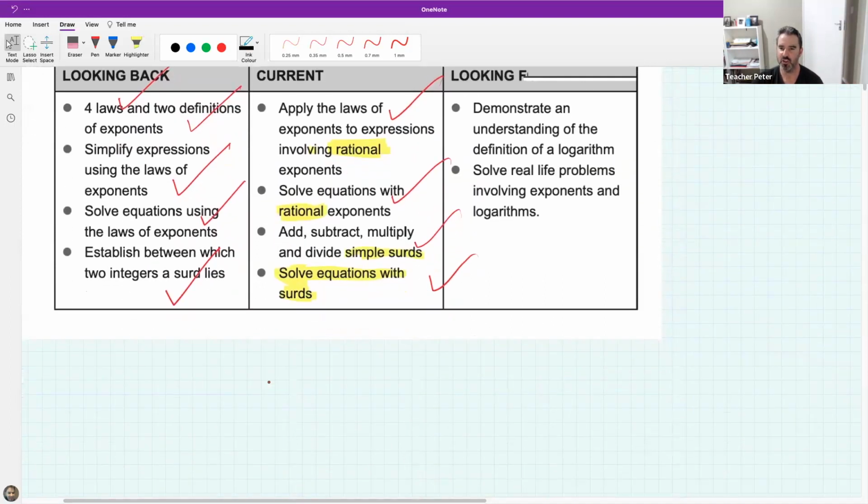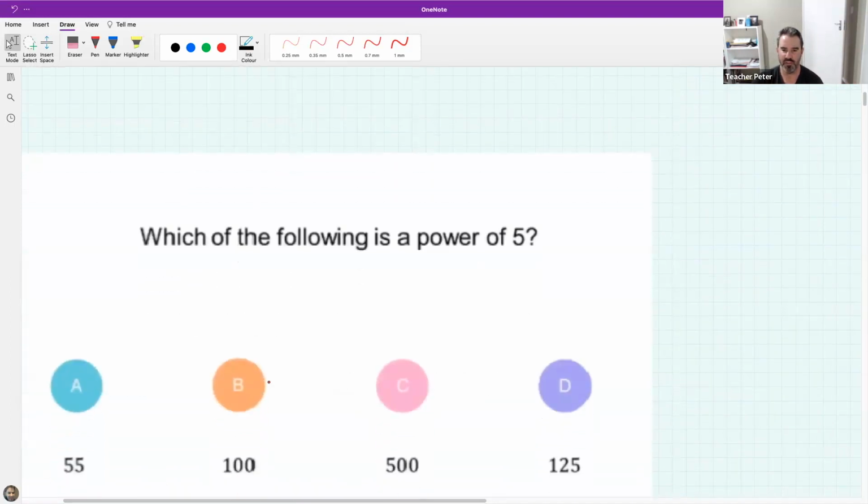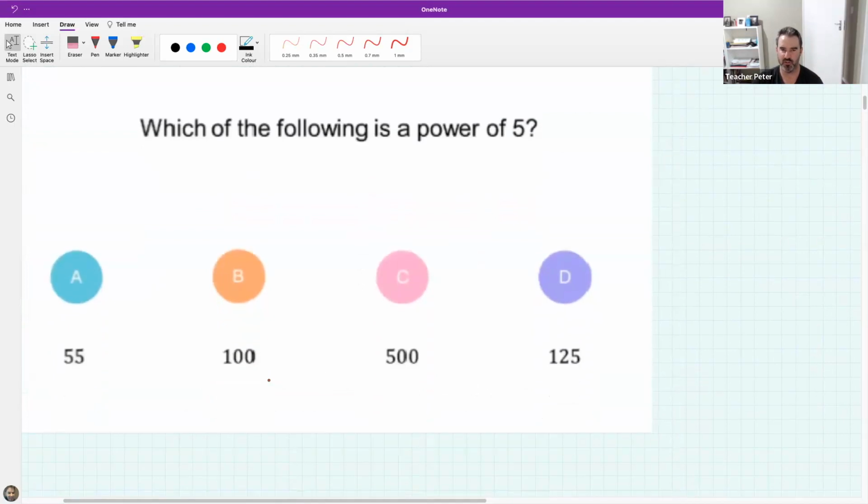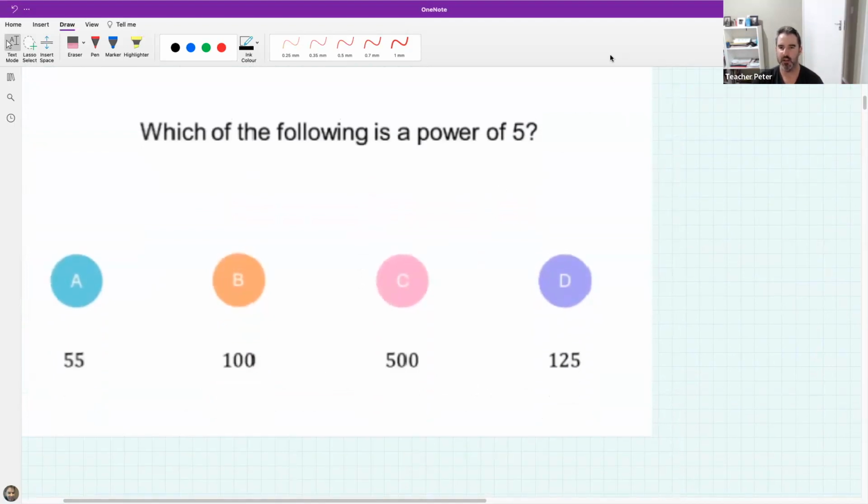So let's just start with a couple of multiple choice questions, which I'll skip through depending on how things go. So first question, which of the following is a power of 5? A, B, C, or D?